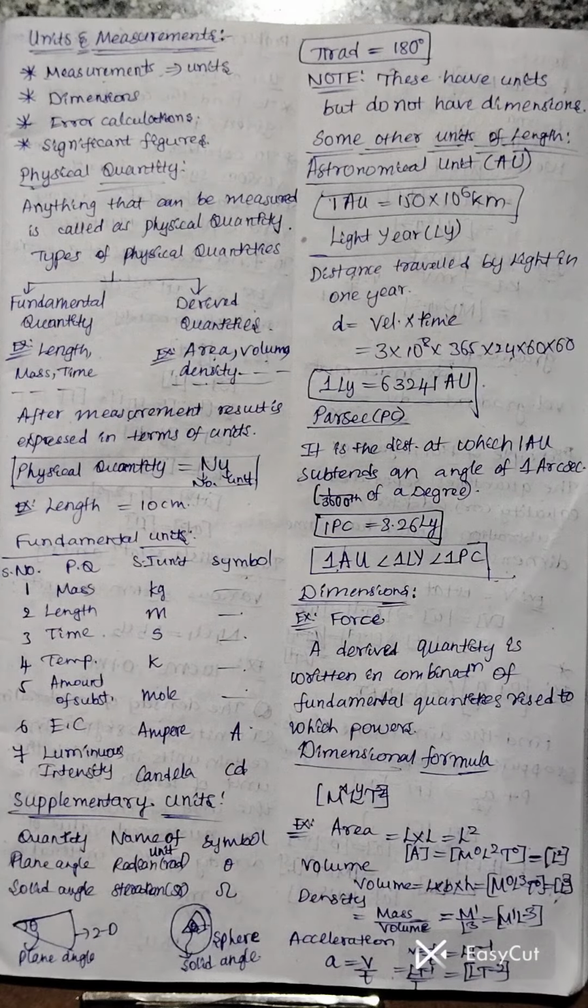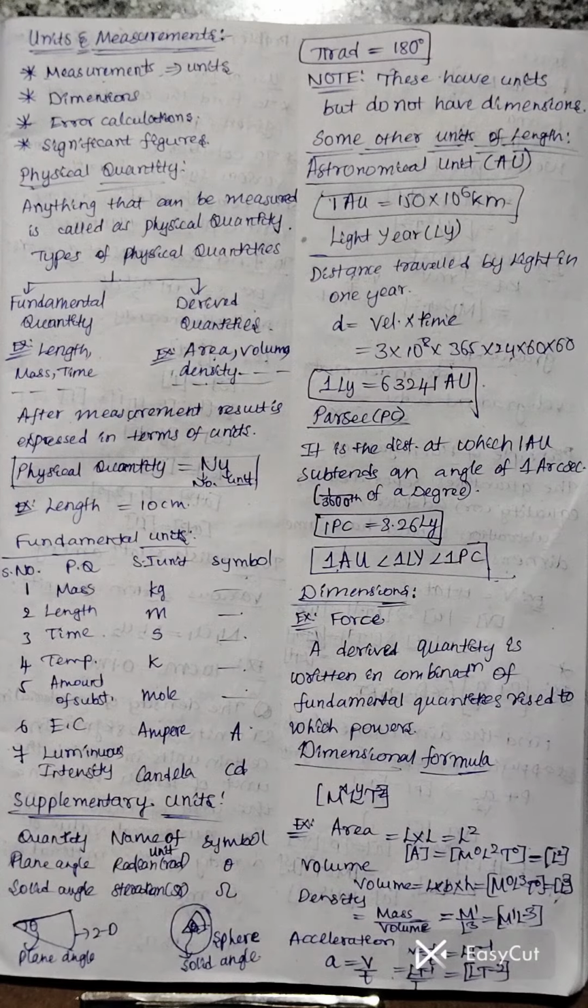After measurement, the result is expressed in terms of a unit. For example, I have finished a certain work in 2 seconds. If you simply say, I have finished this work in 2, what does 2 refer to? Either seconds or minutes or hours. It is meaningless. So after measurement, we should represent a result in terms of the number as well as the unit. Here 2 seconds, 2 is a number, and second is a unit.